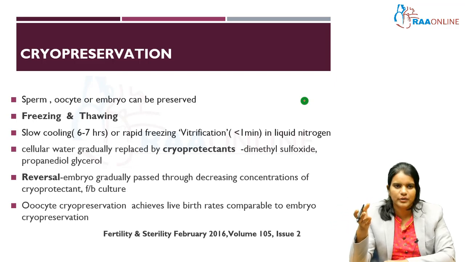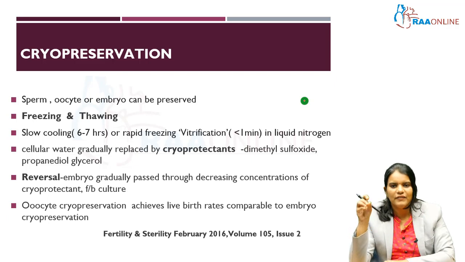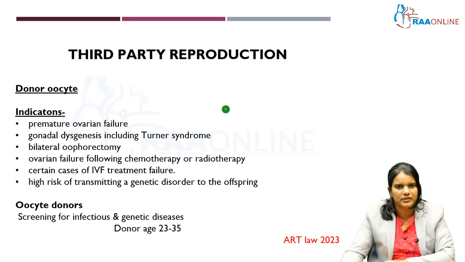And then we'll move on to the cryopreservation. If we are not doing the embryo transfer, we'll preserve the embryos. Usually, we do it by vitrification or rapid freezing, to be very simple. In rapid freezing, the cellular water is replaced by cryoprotectants and it is stored in a glass-like manner. Slow cooling, nowadays, everyone does vitrification.